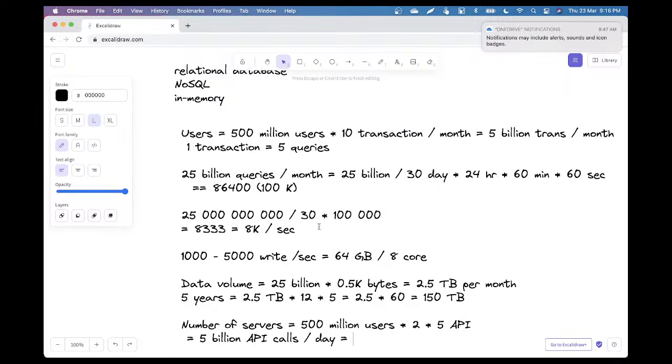And then we know one day is around 100k seconds, right? So 5 billion divided by 100k means you have 50,000 API calls per second. See, this is the volume of API calls which we need to handle.